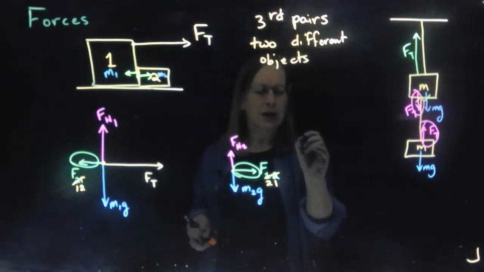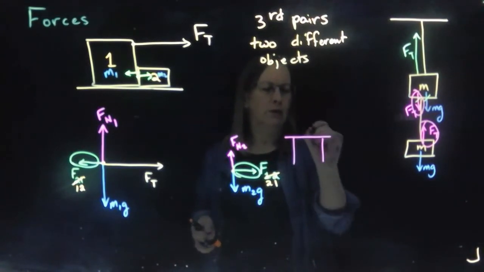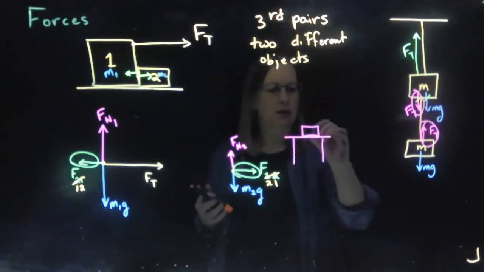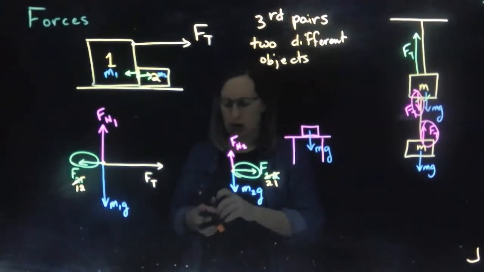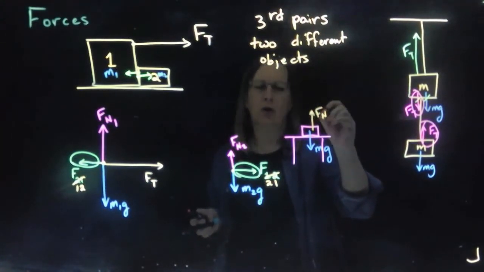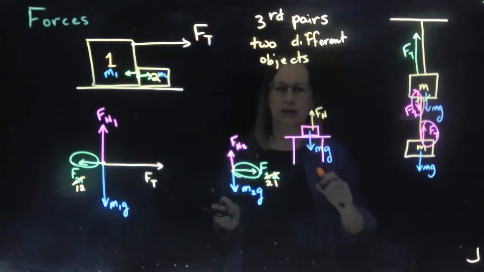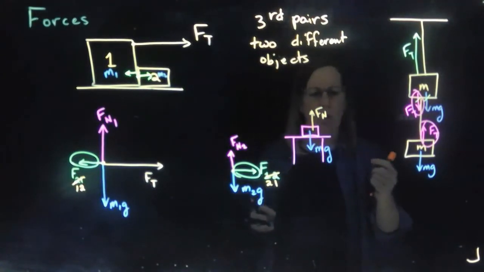So let's take a look at an object just sitting on a table. I have a box on a table and we can certainly see we've got mg that's down and we have a normal force that's up and it's just hanging out. Those are not third law pairs. They're acting on the same object and they have to act on different objects. So what's the third law pair?